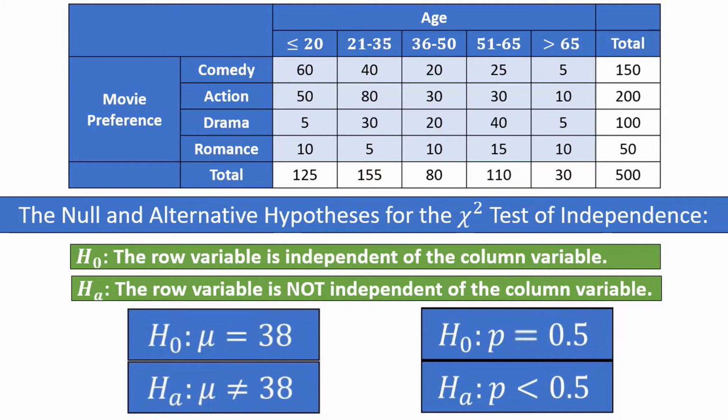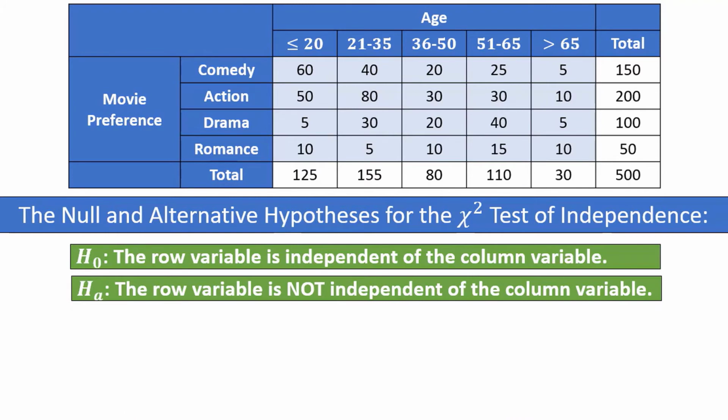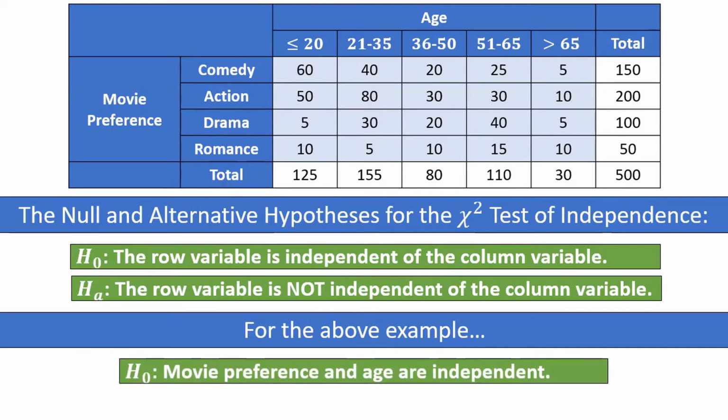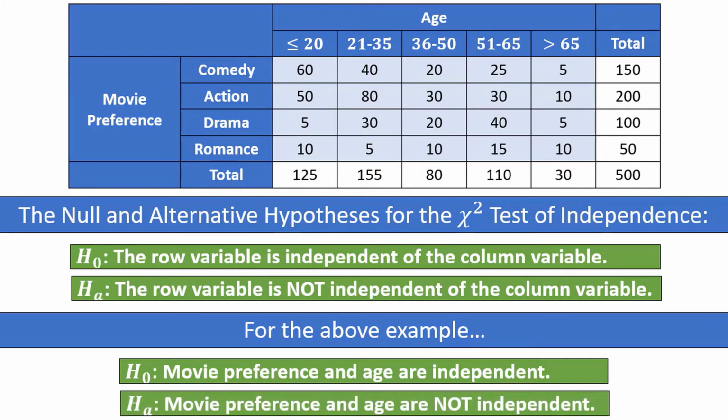For a chi-square test of independence, we don't have to worry about those things. The null and alternative hypotheses always take on this form. So in our example, the null hypothesis is that movie preference and age are independent, and the alternative hypothesis is that movie preference and age are not independent.